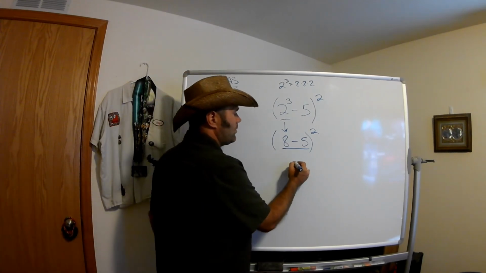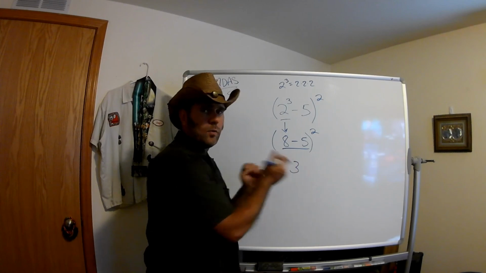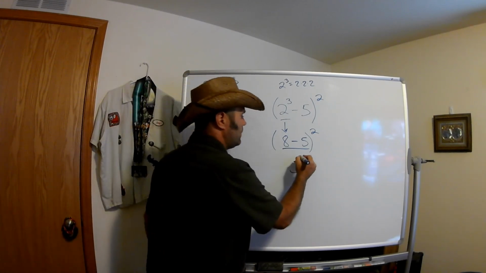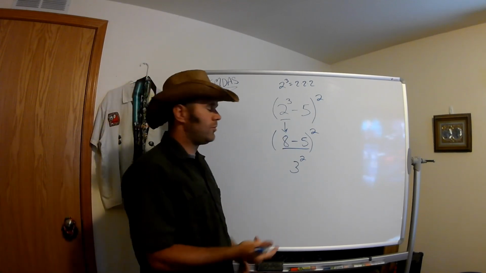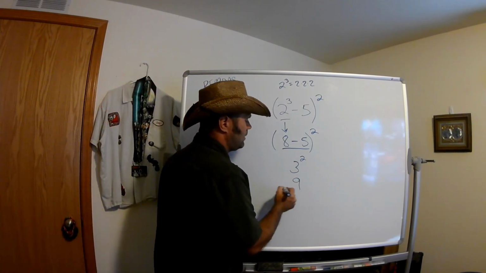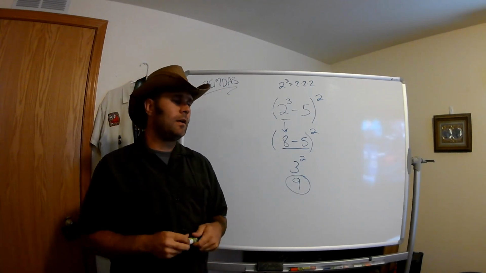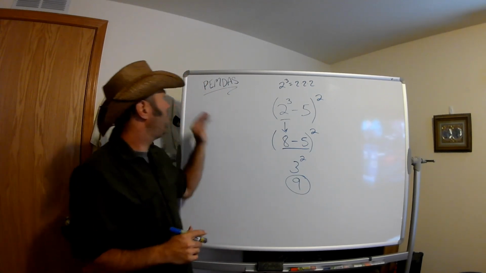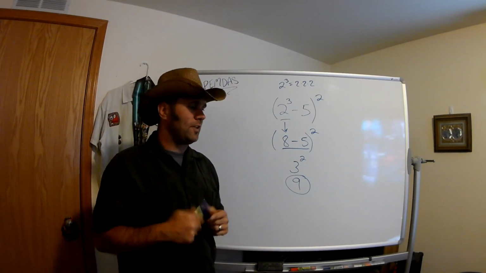8 minus 5 is 3. And everything inside the parentheses is done. So we don't have to write the parentheses. We just square it. So then 3 squared is 3 times 3, which is 9. And we get an answer. So it's pretty basic, but it's got all of the different operations in the order of operations in the assignment.